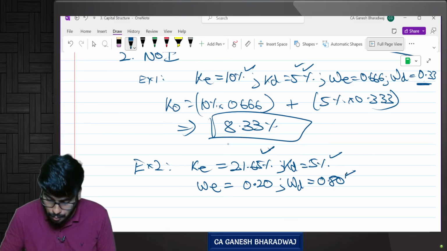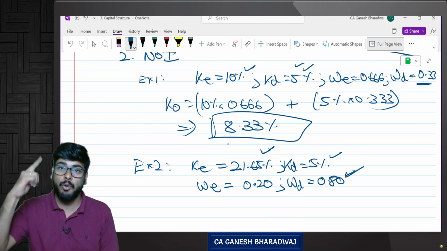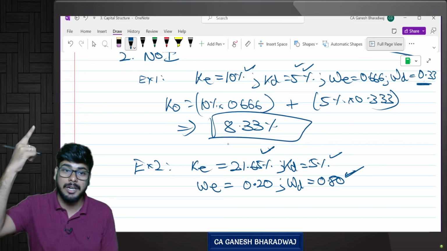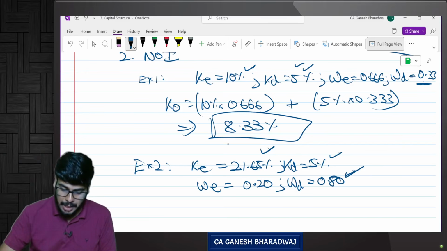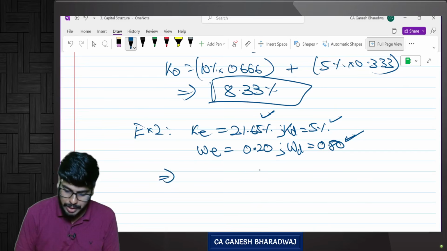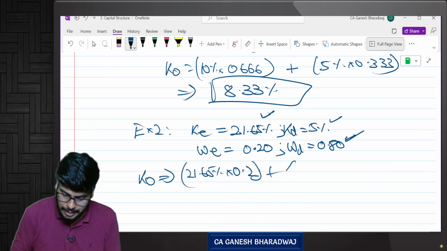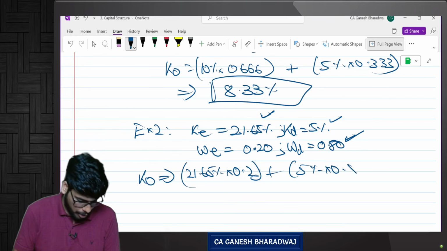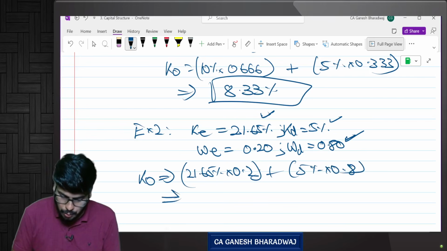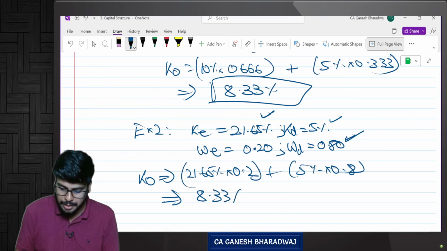Because now you are infusing more debt. Correct? More the debt, more the risk. More the risk, more will be the return that the equity shareholders will expect. So now you compute the KO here. KO will be 21.65 percent into 0.2 plus 5 percent into 0.8. If you compute, you will get exactly 8.33 percent.